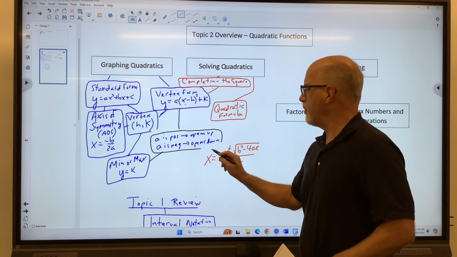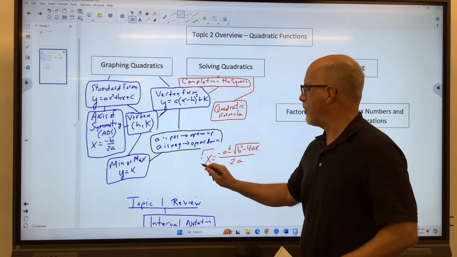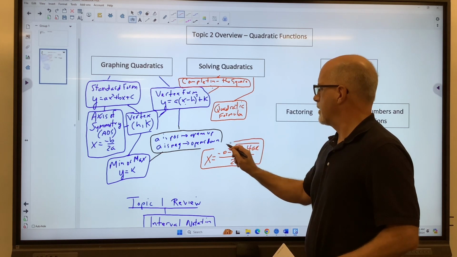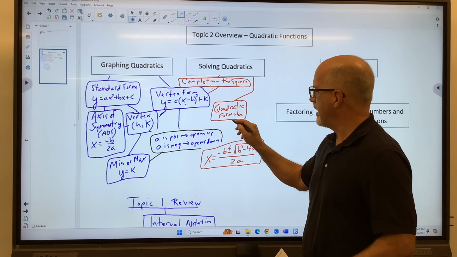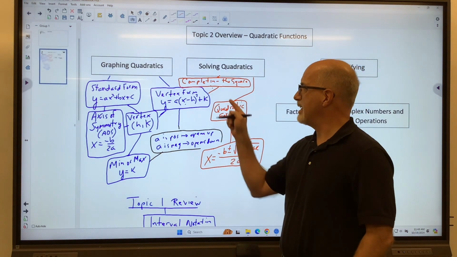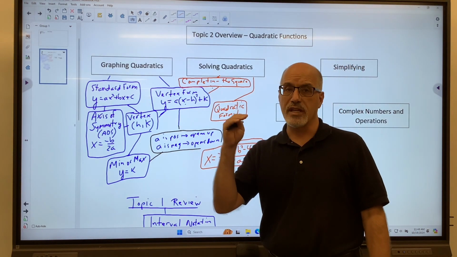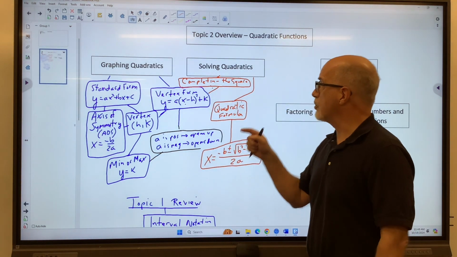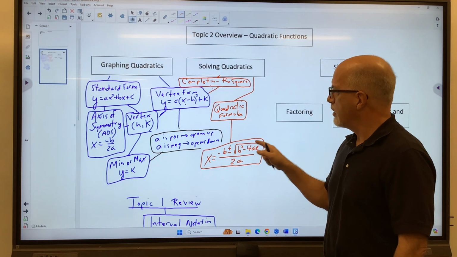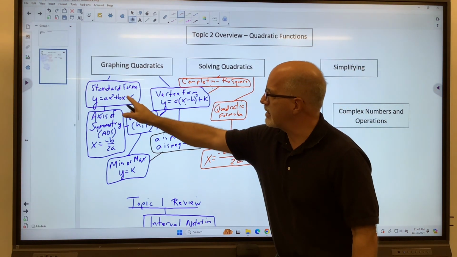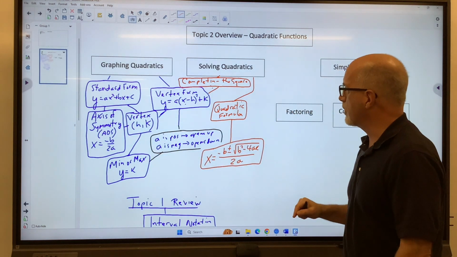Okay, and that formula, what we used for that one, we had that tied to how we did completing the square. You use completing the square to derive the quadratic formula. Okay, now you're going to use the a, b, and c in the standard form to solve an equation.